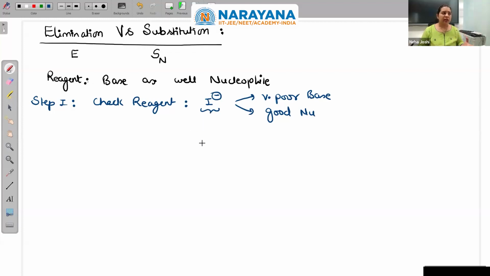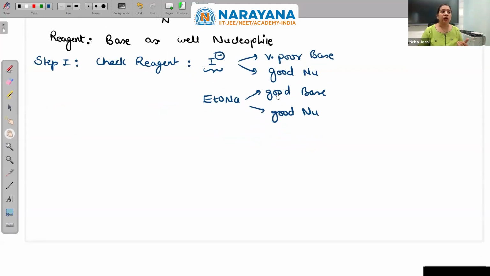Okay. Similarly, if something is a good base and a good nucleophile, then yes, we have ethoxide. Now, ethoxide can act as a good base, yes. It can act as a good nucleophile, yes. Both things it can exhibit. Now, how to decide? And is there usually a possibility that something is a good base but a bad nucleophile? Now, that usually is not possible. But yes, if something becomes extremely good as a base, then elimination will start dominating. Okay, so the first step is what is the reagent that you will check.